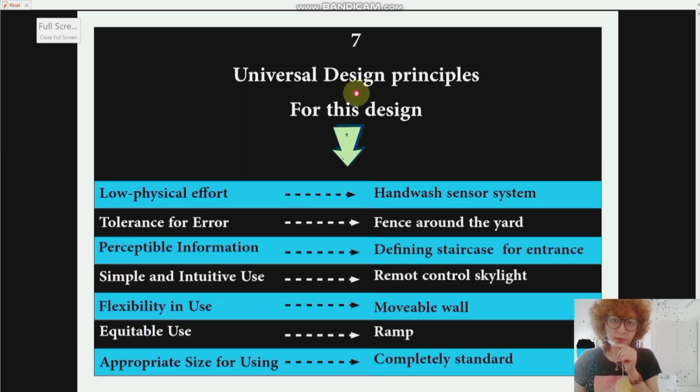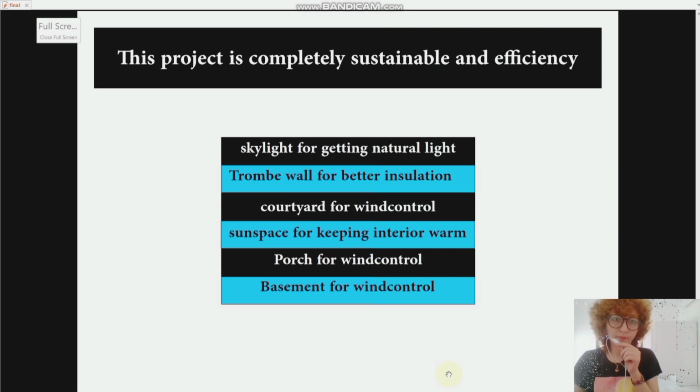Briefly, about universal design: low physical effort, hand wash sensor system; tolerance for error, fence, defining a staircase; remote control that was easy to use; movable wall, flexibility in use; ramp; and standard of the door. This project is completely sustainable and efficient: a skylight, trombe wall, courtyard, sun space, porch, and basement for wind control.